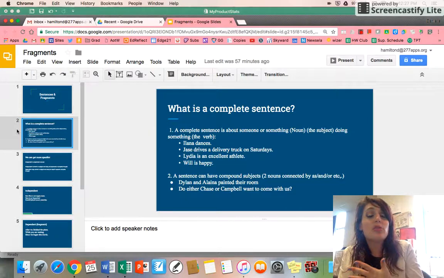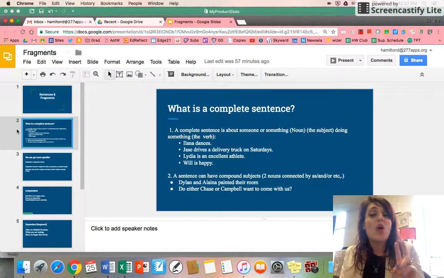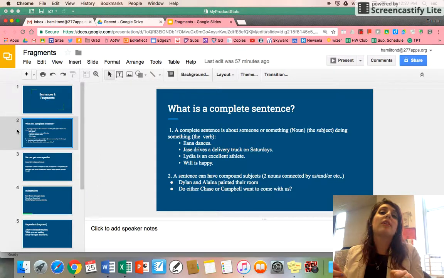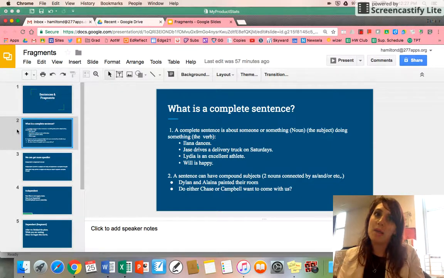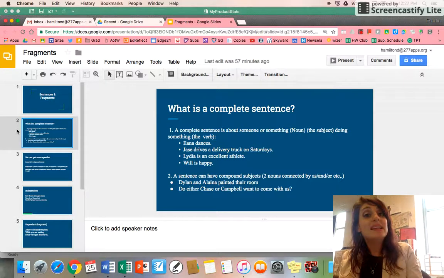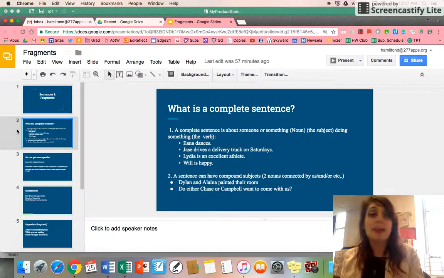A sentence can have more than one subject, and in this case, we call these compound subjects. I remember compound subjects as being two or more by thinking of compound words. So, for example, the word fire truck is made up of the words fire and truck smushed together. Newspaper: news and paper. So, Dylan and Elena painted their room. Dylan and Elena would be the compound subject. What did they do? They painted their room.